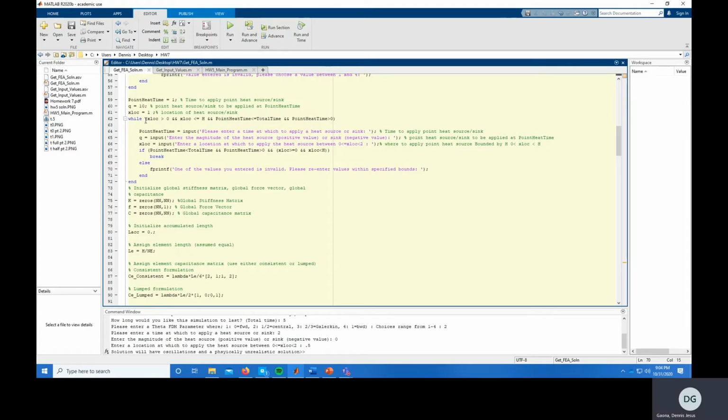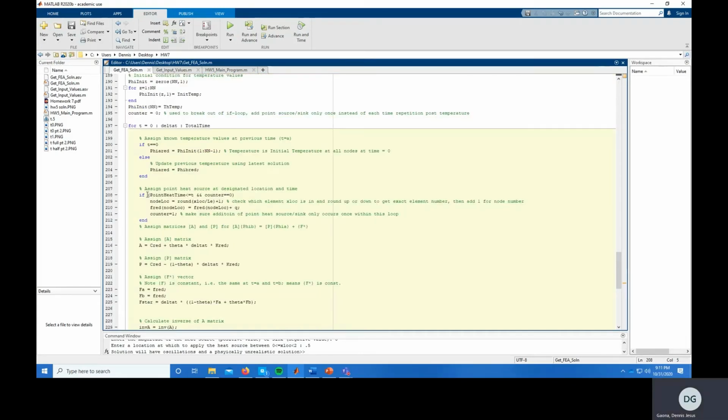In order to check to make sure that they have input correct values, we can place each value that they need for the concentrated point heat source within a while loop. If they choose a time outside of the time that we've specified, ergo, if the point heat time is greater than the total time, then we will let them know that the value they entered is invalid. Similarly, if the X location they picked is not within the bounds of 0 and the length of the bar H, then they have also picked an invalid value, and they must try again.